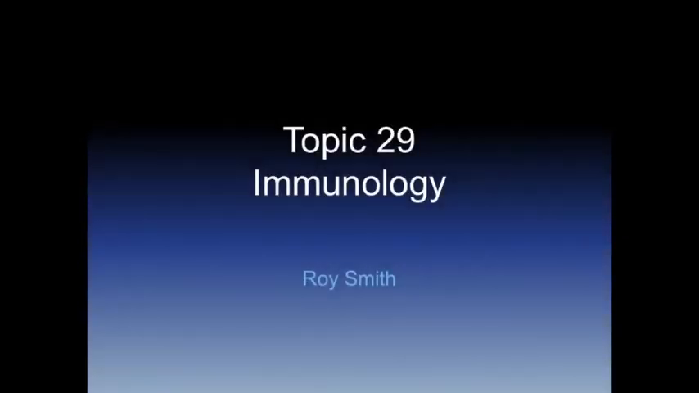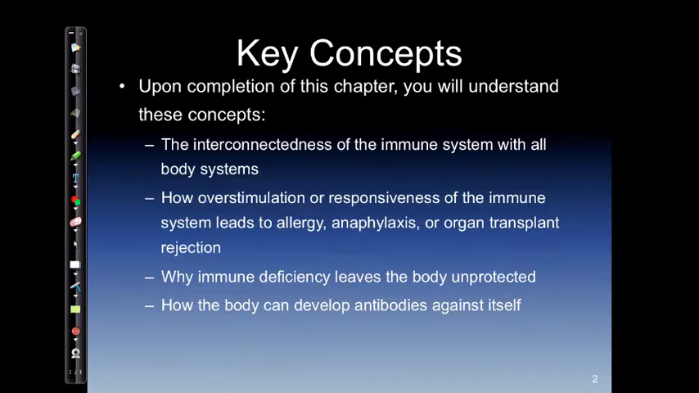This is going to be topic 29, Immunology. And key concepts. Upon completion of this chapter, you'll understand the interconnectedness of the immune system with all the bodily systems, how overstimulation or responsiveness of the immune system leads to allergy, anaphylaxis, or organ transplant rejection, why immune deficiencies leave the body unprotected, and how the body can develop antibodies against itself.